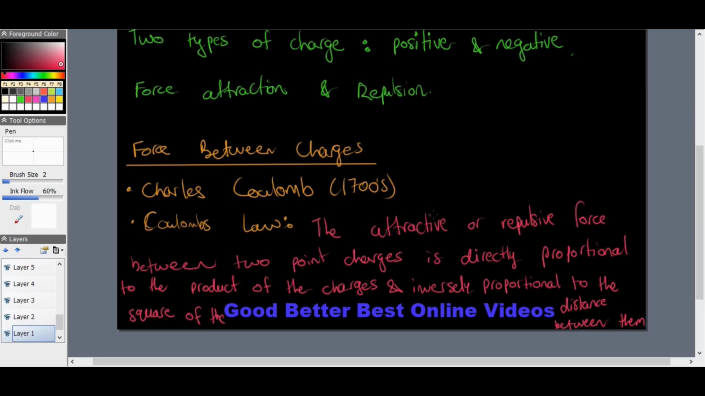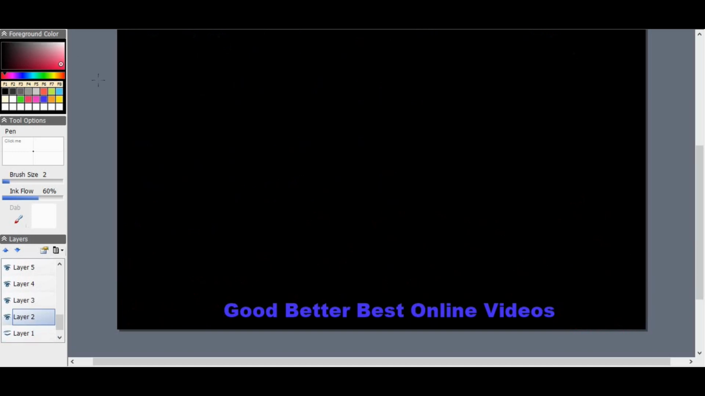To still state a perfectly legitimate definition for Coulomb's law. Okay, so I'll give you guys some time to take that down. Alright, let's have a look at it in symbols.